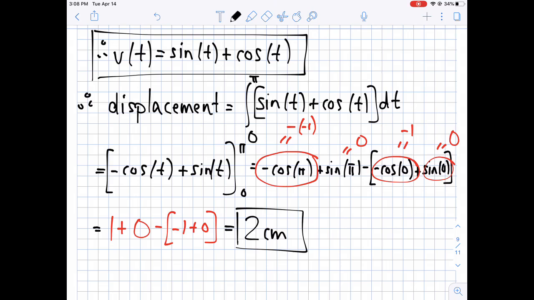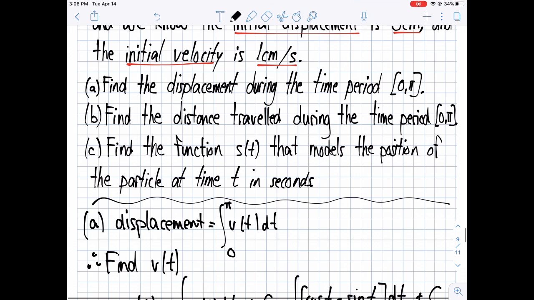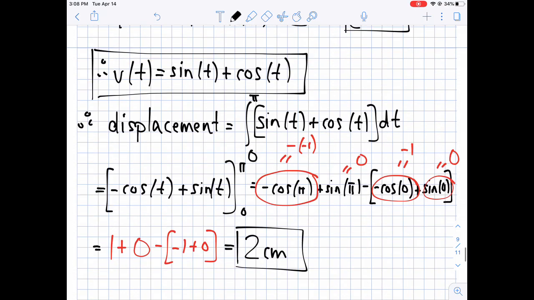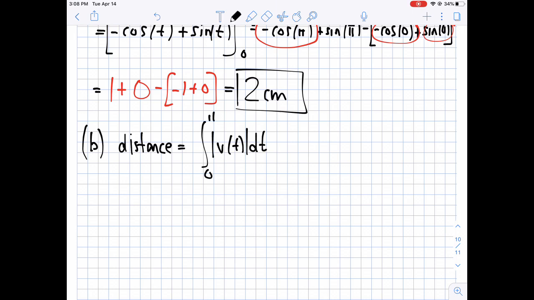Now let's take a look at part B. So part B is to find the distance traveled during the time period from 0 to pi. So we know distance rather than displacement. Distance is going to be now the integral, not of just the velocity function, but it's actually going to be absolute value of the velocity function, again from 0 to pi.